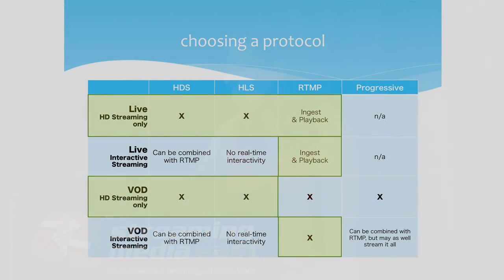On-demand HD streaming, you could do across the board. Progressive is not recommended really for HD, but you can, of course, stream that way. Or it's not streaming, but you can, of course, deliver the video that way for playback. And on-demand interactive, HDS, again, can be combined with RTMP if you want some interaction. Or HLS, not so much. RTMP is preferred. So these are the preferred approaches here. And for VOD, and then interactive, it would be RTMP.